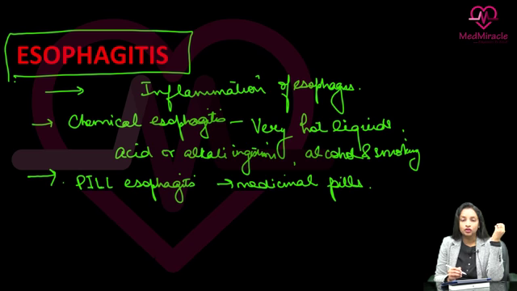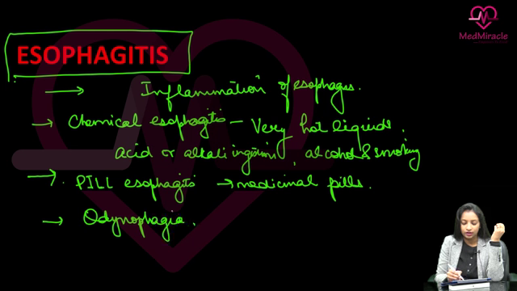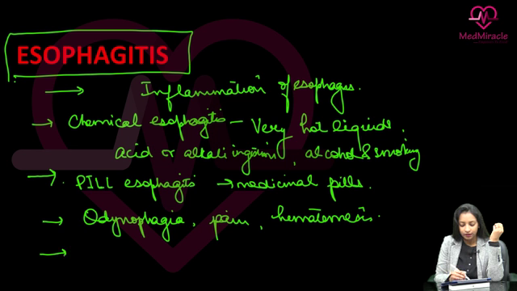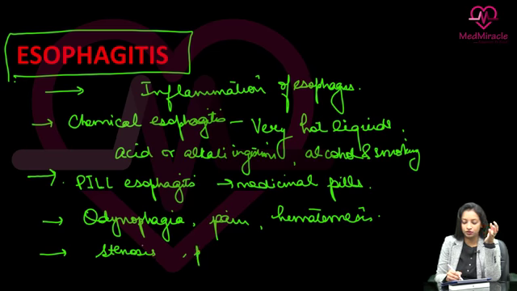So chemical esophagitis can lead to pain, that is odynophagia, pain during swallowing. It can lead to chest pain. There can be hematemesis, vomiting. So all these can occur. And eventually, there can be stenosis of the esophagus. There can be stricture formation. There can be perforation rarely.